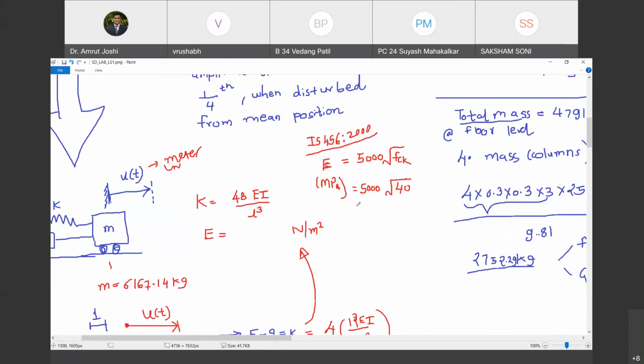So can you tell me how much is 5000 root FCK? This is in Newton per mm square, that is in MPa. Tell me that. How much is that? 5000 root 40. How much is it? Yeah, somebody please let me know. 3162.77. But this is in Newton per mm square.